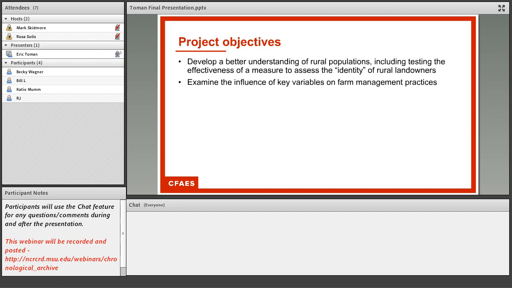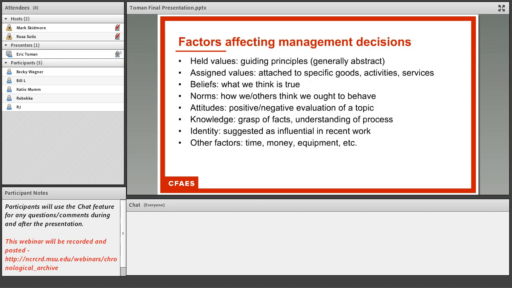And then the second point here, examine the influence of variables such as identity and these other variables on farm management practices. We'll get into that a little bit today, but not as much as some of these other questions, so we'll focus primarily on the first point here today.